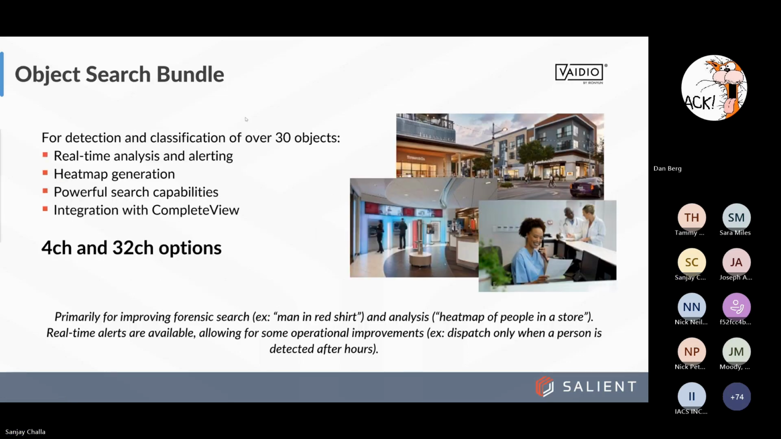Sure. So the object search bundles, we're going to be offering them in a 4-channel or a 32-channel option. Now, object search is kind of a misnomer because it doesn't really tell you everything that's available as part of this. You do get the real-time analysis and alerting, so you can create rules and have alerts sent to Complete View. Heat map generation, right? And all those great search capabilities, including being able to look for a person with a dog, or a person with a red shirt and a backpack. That's all included in these bundles.